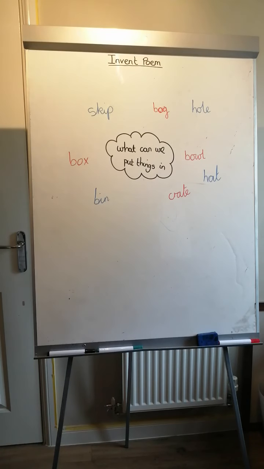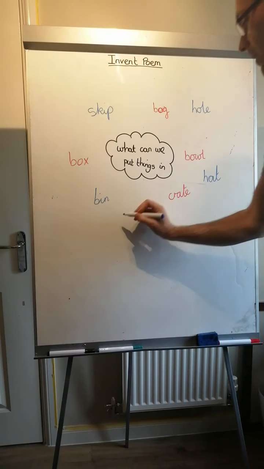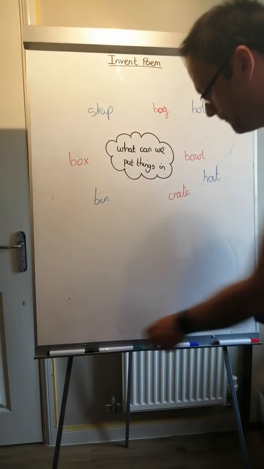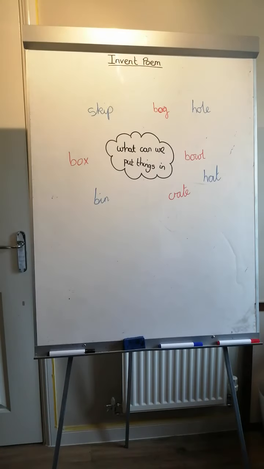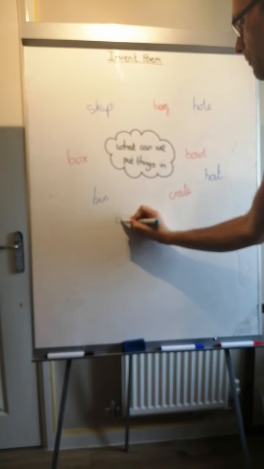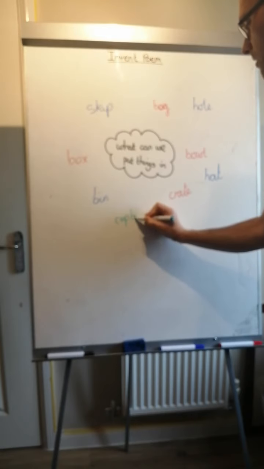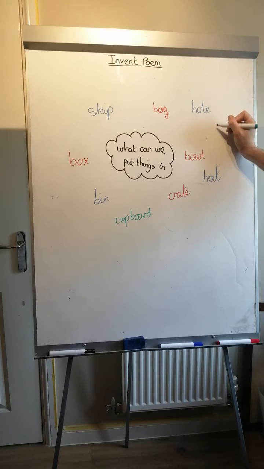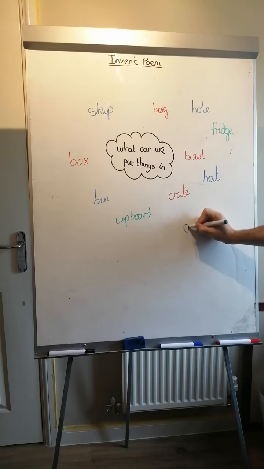You think about things in your house. Think about your kitchen. What does your kitchen have lots of things in? Your kitchen has quite a lot of things you can put things in. We could have something like a cupboard. I'm going to do it in a different colour again. See how many different colours I can use today. So we could put it in a cupboard. There's also the fridge. You can put things in a fridge. Okay, you could put things in the cooker, in the oven.